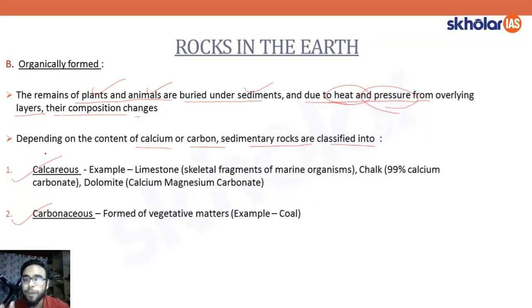Now what is the difference between calcareous and carbonaceous? In calcareous, what is happening? Your content of calcium is very high, and hence the name calcareous. And in carbonaceous, what is happening? The content of carbon is very high. Understood the difference? Now what are the examples of calcareous organically formed sedimentary rocks?